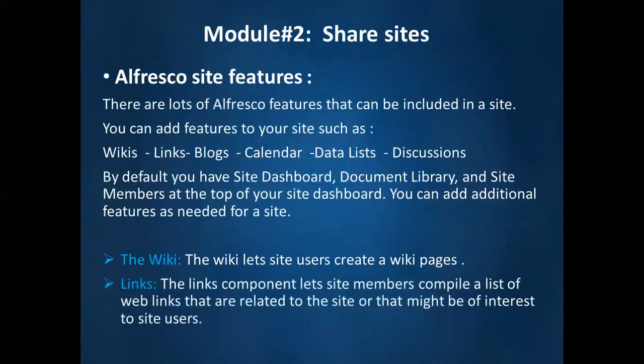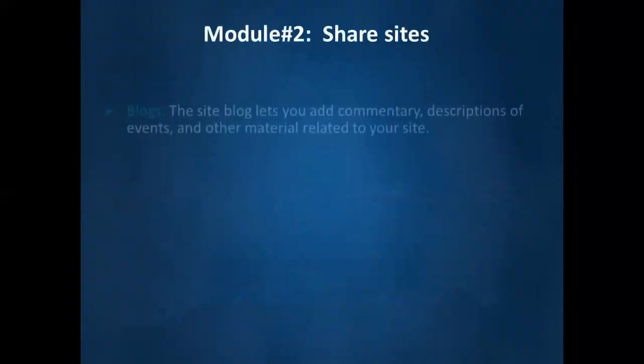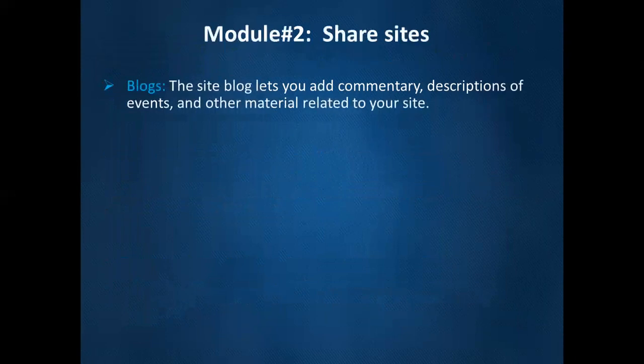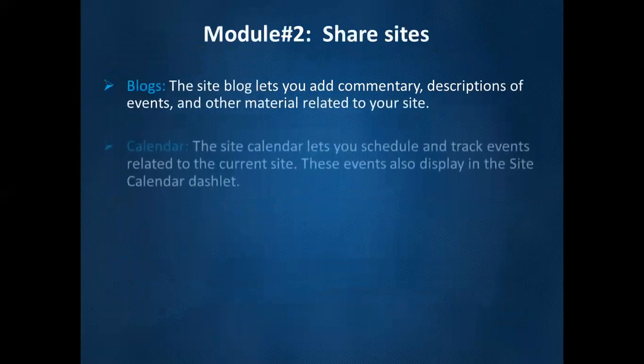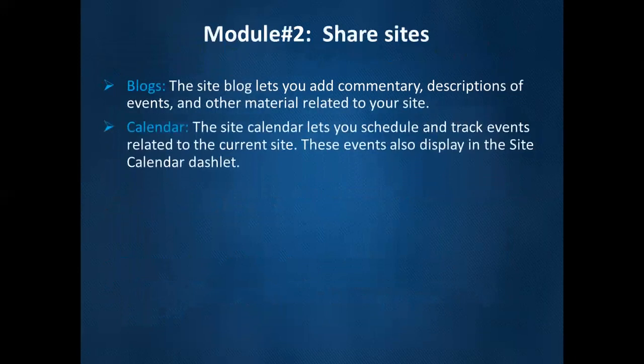What is the wiki? The wiki lets the site users create wiki pages. Links. The links component lets site members compile a list of web links that are related to the site or that might be of interest to the site users. Blogs. The site blog lets you add commentary, descriptions of events, and other material related to your site.